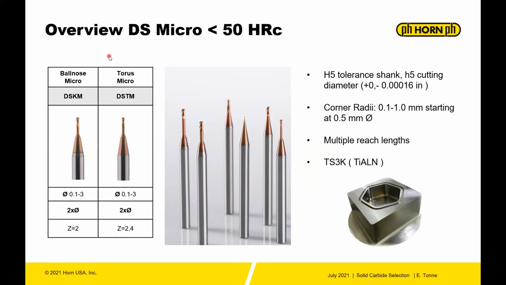Within the DS line, you also have micro tools. So we go down very small in diameter, smallest diameter of 0.1 millimeters in the DSKM ball nose, as well as the micro torus end mills. Very good shank tolerance, corner radii really from 0.1 to 1 millimeter, starting at 0.5 millimeter. Multiple reach lengths, and the grade is TS3K, which is titanium aluminum nitride coating.